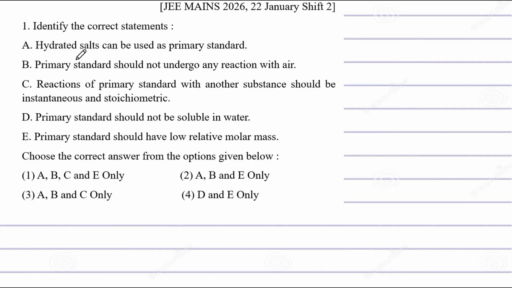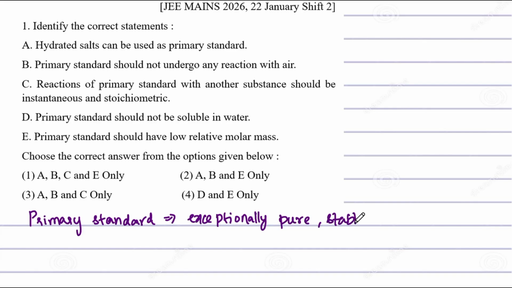Identify the correct statements. Hydrated salts can be used as primary standard. Primary standard should not undergo any reaction with air. In this question, we are talking about primary standard. First, let me explain what is a primary standard. Primary standard is exceptionally pure, stable, and non-hygroscopic. Non-hygroscopic means the substance should not absorb water, that is moisture, from the air. So the primary standard is exceptionally pure, stable, non-hygroscopic reagent.